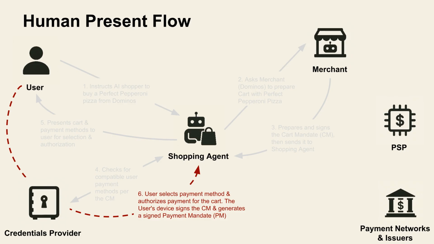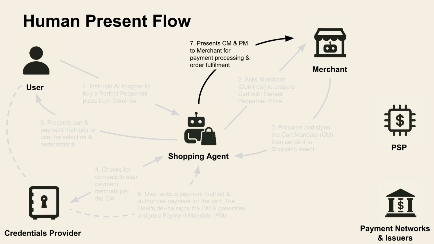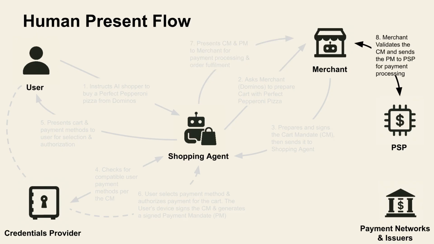Once signed, the shopping agent now has a cart mandate signed by the merchant and user, as well as a user-signed payment mandate. Step 7. The shopping agent presents both the cart mandate and the payment mandate to the merchant for payment processing and order fulfillment. Step 8. The merchant validates the cart mandate and sends the payment mandate to the PSP for payment processing. Depending on the payment method, the cart mandate might be sent as well.